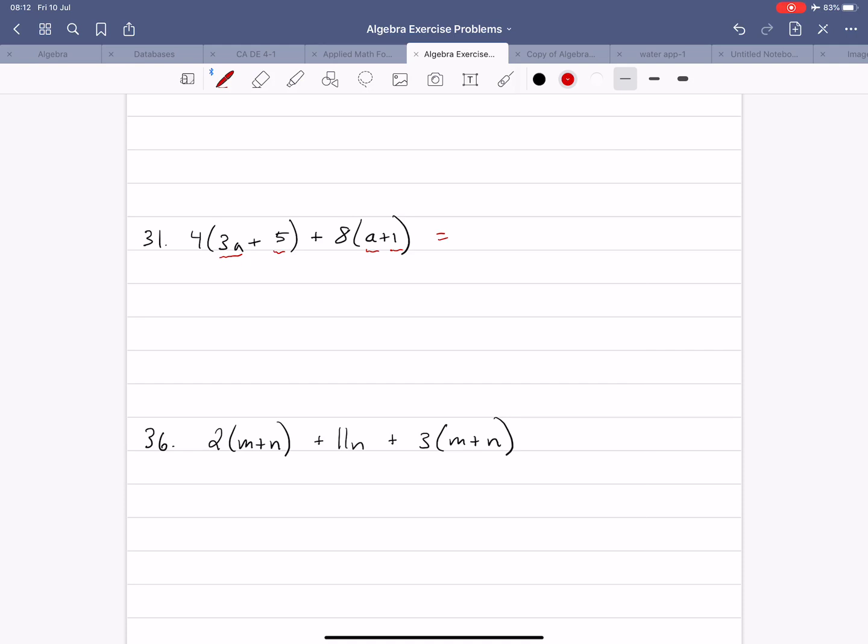It's when I have variables that I can't combine them unless they are like terms, meaning like a and a are like terms. But if I had this as a squared, that's no longer a like term with a because it's two of them there. Okay.